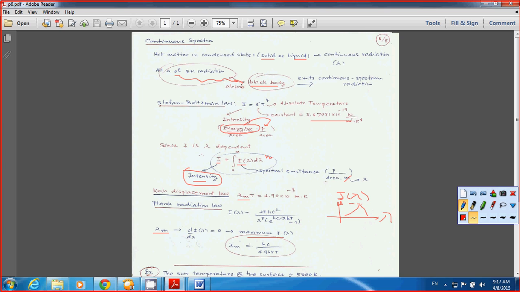You need to use calculus. It's a little bit complicated because you need to differentiate I lambda with respect to lambda, which has lambda here and here. You can work this one out by yourself. It will give you lambda max equal to a constant over 4.965 T, where T is the absolute temperature.